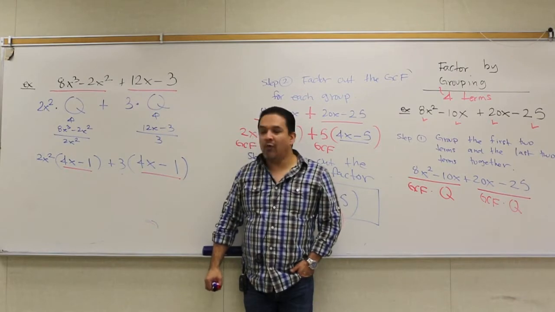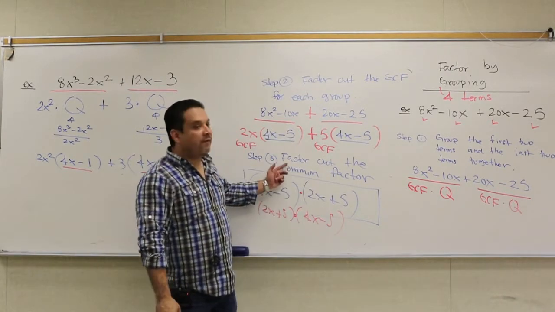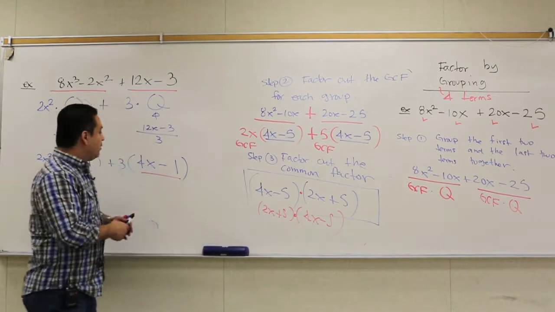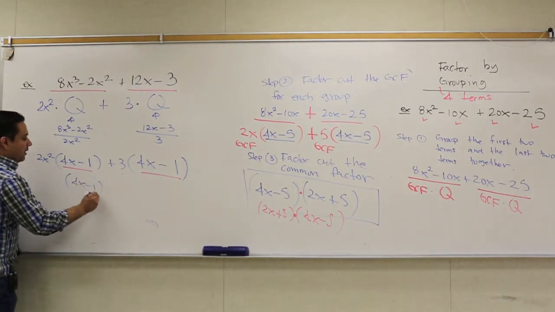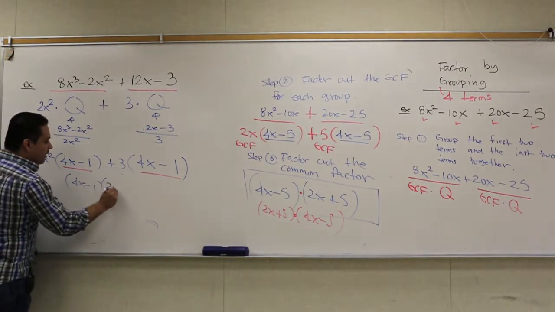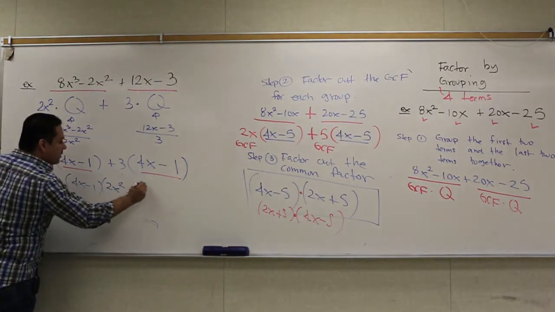All right. So what is the last step? Factor out the common term. You told me 4x minus 1 is common, so what do you write down? 4x minus 1 times what? 2x squared plus 3.